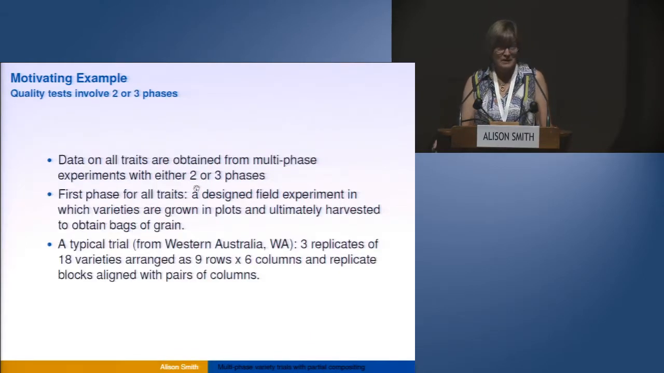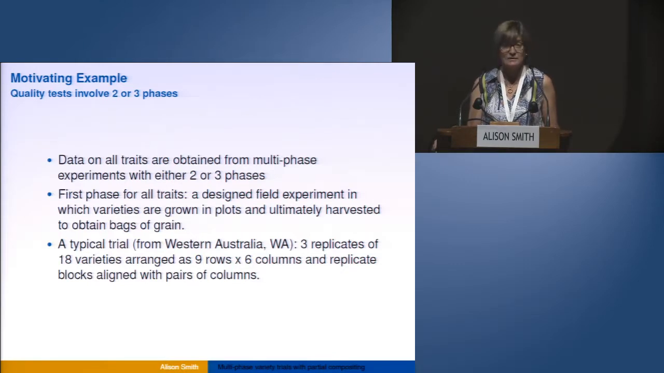As Kathy was talking about earlier, the traits of things like flour yield and dough and baking characteristics, they're all what are called multi-phase traits. And in our project, that's going to involve either 2 or 3 phases. The first phase for any of those traits is a designed field trial in which a number of varieties are grown in a replicated trial.